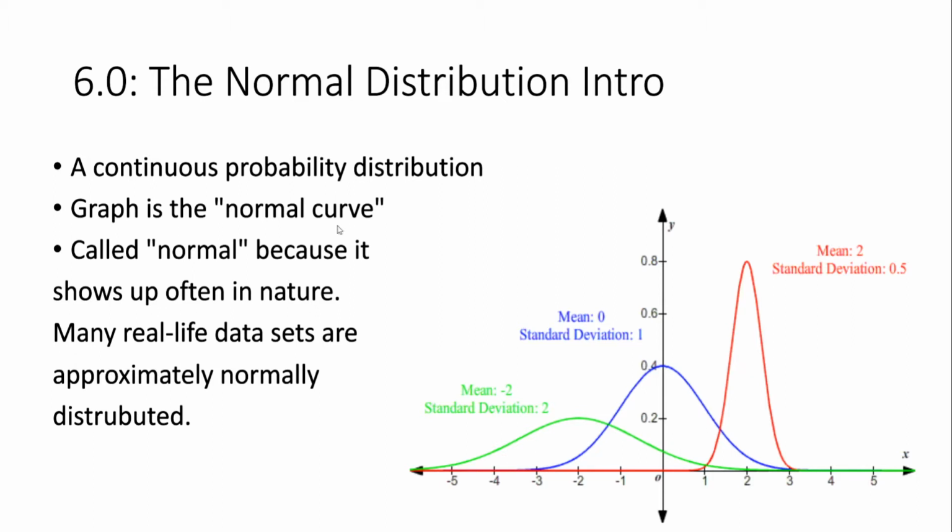The graph of a normal distribution is a normal curve, and the normal distribution is called the normal distribution because it shows up very often in nature. Many real-life data sets are approximately normally distributed. Here we have a picture of 3 different normal distributions. They all have the same basic shape, which is a bell shape like this, and there are a couple of other things that they have in common. Some are taller and more dense around the middle, some are shorter and more spread out, but they all have the same basic shape and a few other things in common.